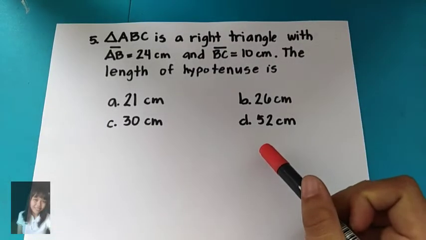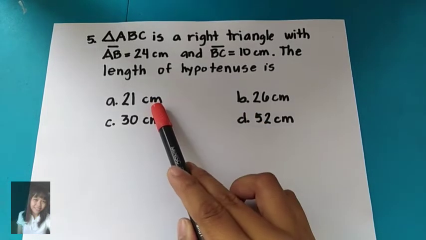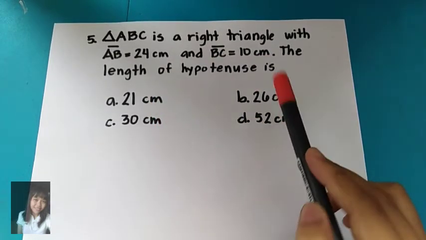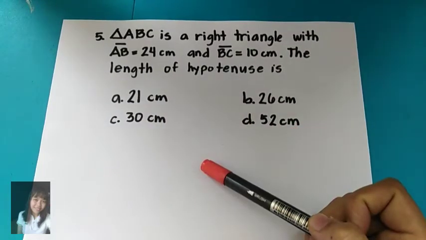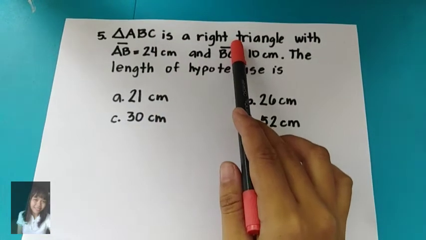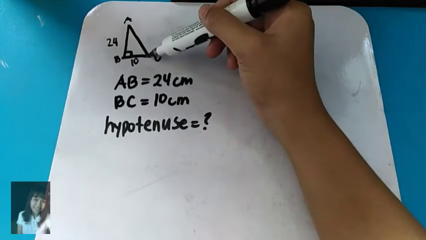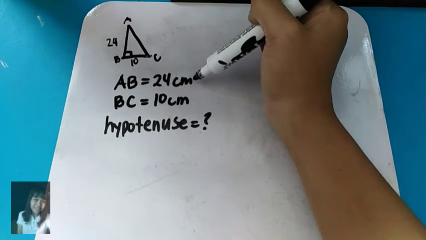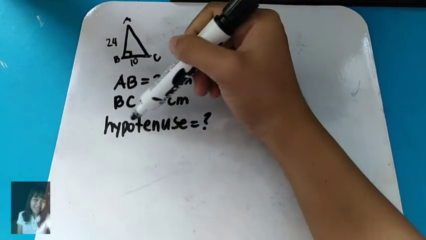Problem number 5. Triangle ABC is a right triangle with AB equal to 24 cm and BC equal to 10 cm. The length of the hypotenuse is A 21 cm, B 26 cm, C 30 cm, D 52 cm. This problem doesn't have a diagram, and since it mentioned that triangle ABC is a right triangle, we can redraw this in our scratch paper. So here is our diagram, and we have the given AB equal to 24 cm, BC equal to 10 cm, and we are asked to find the measure of the hypotenuse.